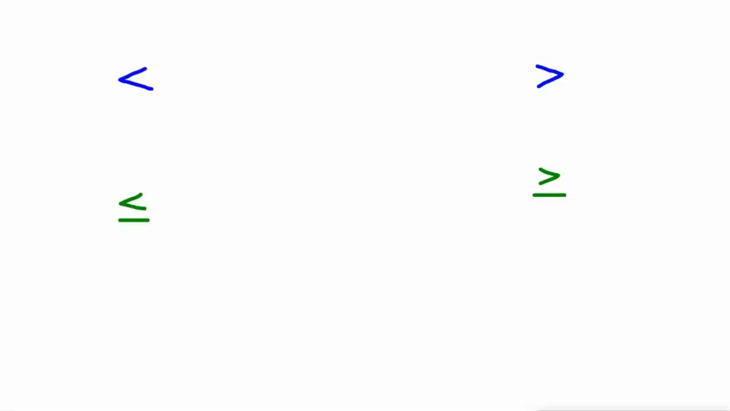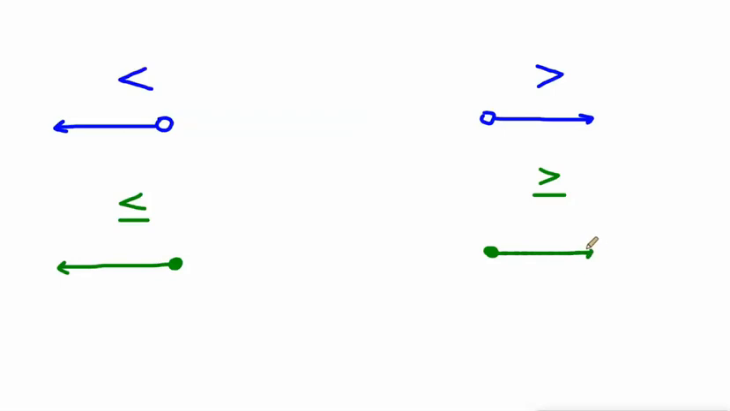As a reminder, from when you initially graphed inequalities, when you see this less than sign, we're going to show that with an open dot at the point where our interval starts with an arrow to the left. Greater than, we'll put an open dot at the start of our interval with an arrow to the right, as opposed to less than or equal to, where we use a closed dot to show that the point where our interval starts is also a solution to our inequality, and then an arrow to the left, and of course greater than or equal to, a closed dot with an arrow to the right.